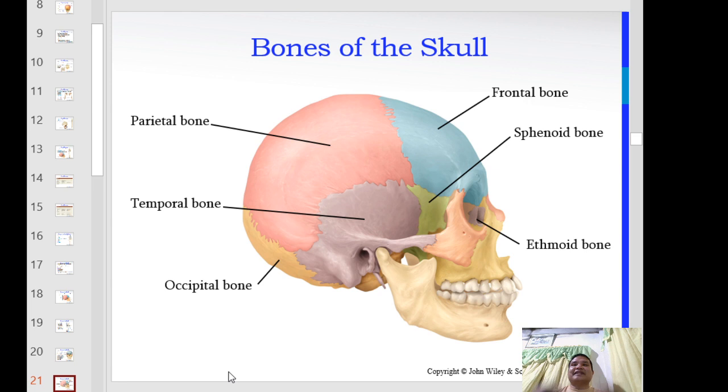So this is the side view. This is the frontal, parietal, temporal, occipital. The ethmoid is here.